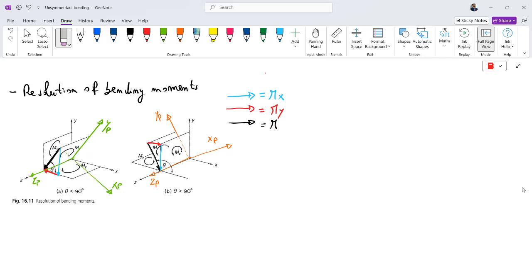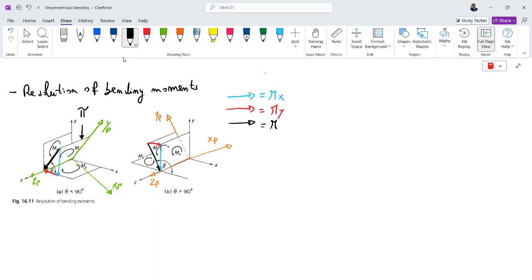So we have this picture, 16.11, that is the resolution of bending moments, and we can see three planes. In each plane a moment is applied, clearly. But in the main plane, this plane that we can name pi, in Italian pi greco, piano pi greco, the applied unsymmetrical bending moment is acting, indicated with the letter M, capital M.